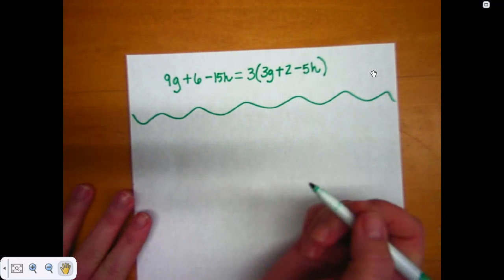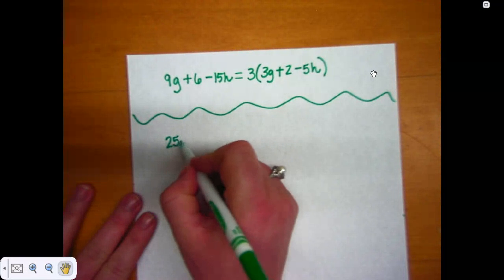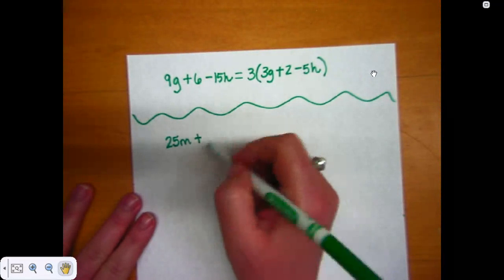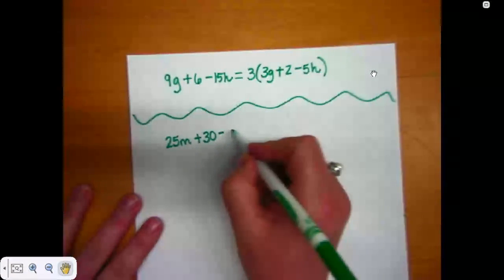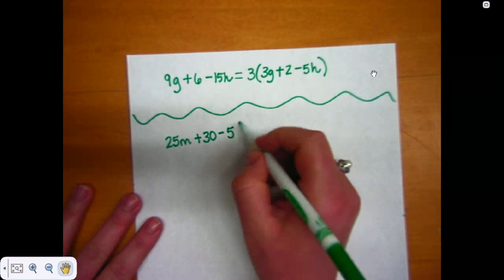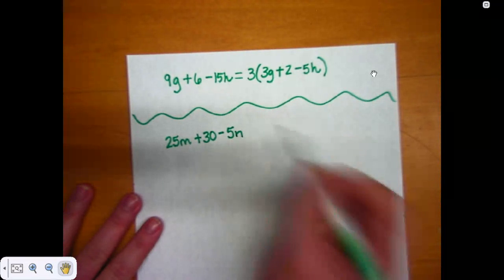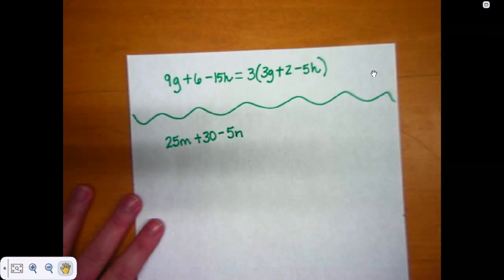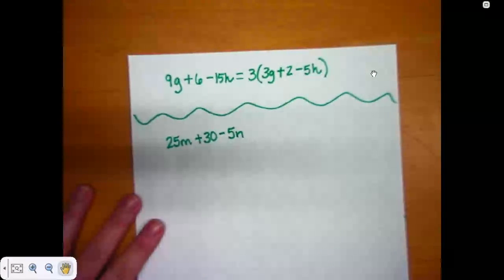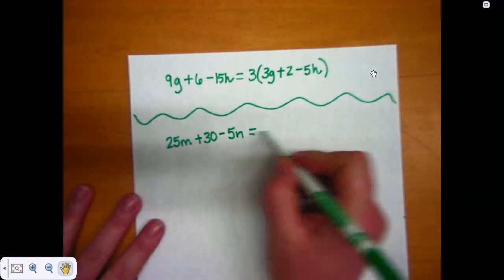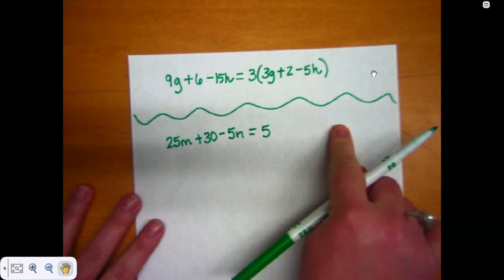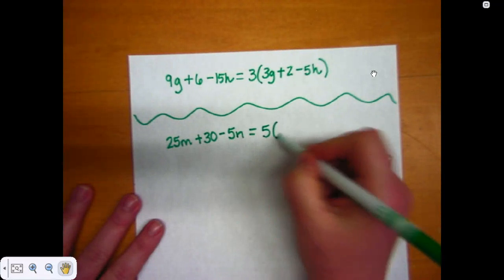Let's try another one. This time let's do 25m plus 30 minus 5n. How could I factor this out? Well, first of all, I have to think, what number do all 3 of these have in common? And I see that they either end with a 5 or a 0, so that means that I can factor out a 5. So I'm going to go ahead and write it over here because I'm making my equivalent expression over here. So 5, and I know I'm going to need parentheses.